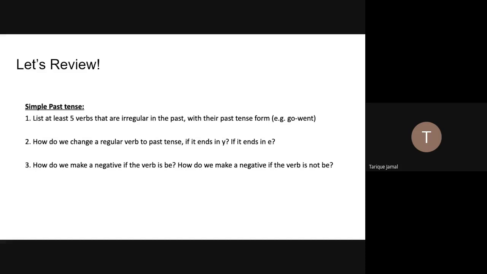If it ends in Y, if it ends in E. How do we make a negative if the verb is be? How do we make a negative if the verb is not be? I want you all to think about it for a minute and then we'll move on. All right, so just work that out in your head, and of course you can also do this as your homework, right? You can sit down, go through it, and do it. So now just for a few seconds, think it to yourself before we move on to the next slide.